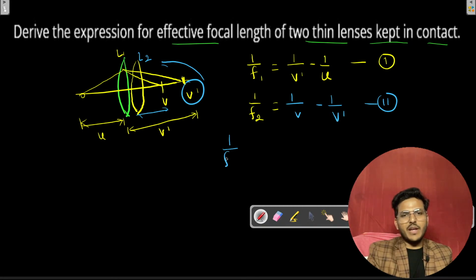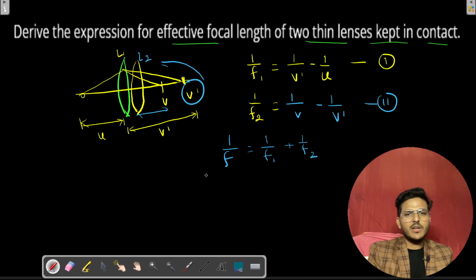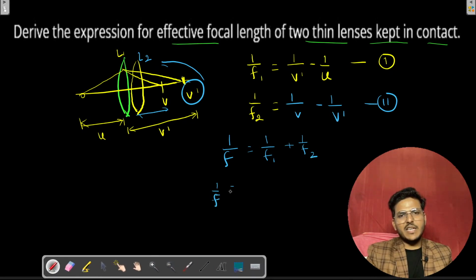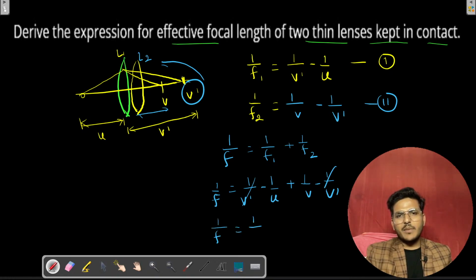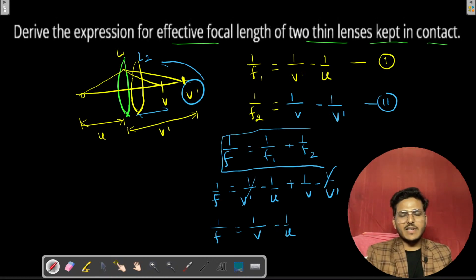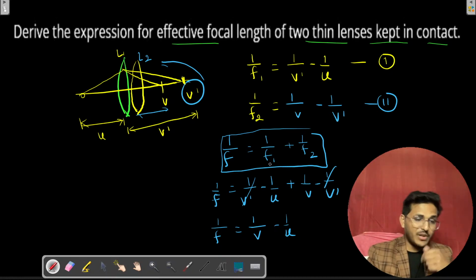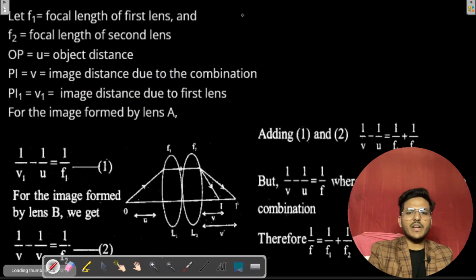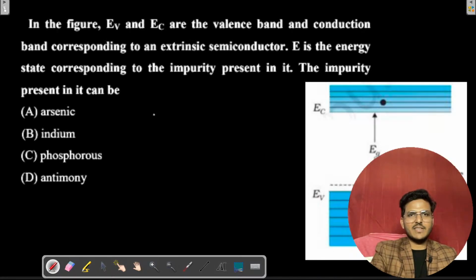If I am considering 1 upon F, then it would be 1 upon F1 plus 1 upon F2. So 1 upon F equals 1 upon V dash minus 1 upon U plus 1 upon V minus 1 upon V dash. These two cancel out. That's why 1 upon F equals 1 upon V minus 1 upon U. So the final resultant will be 1 upon F equals 1 upon F1 plus 1 upon F2. Right? Okay.